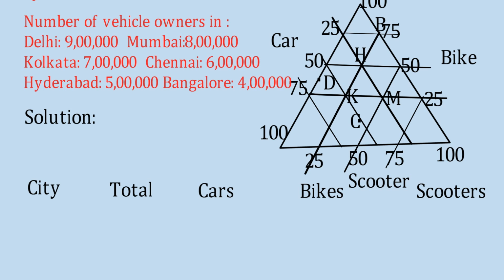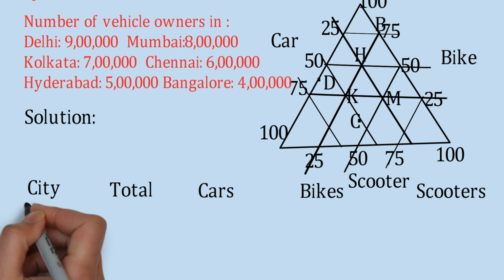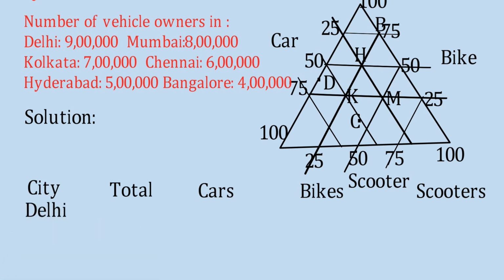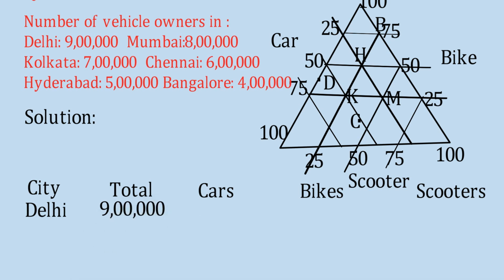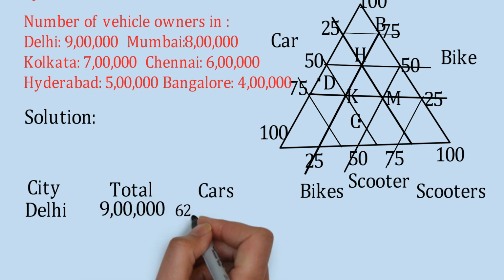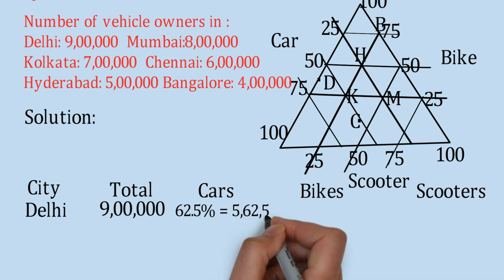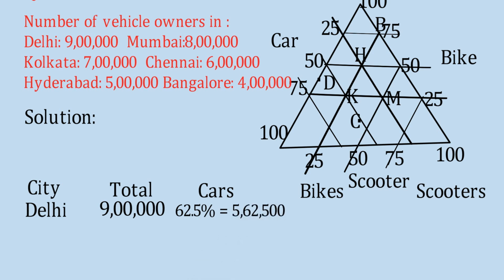Like for city Delhi, we have a total of 9 lakh vehicles. So cars: see the car axis, as I have told, it is tilted upward left. For the point D, it lies between 50 and 75 exactly. So it is 62.5 percent of 9 lakh, that is 5,62,500. This is how you look carefully at each and every point.